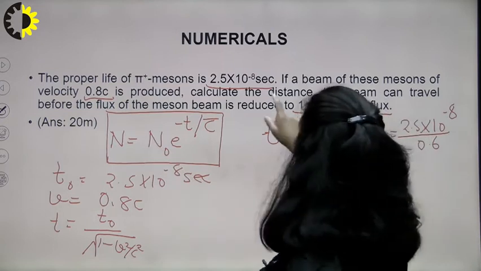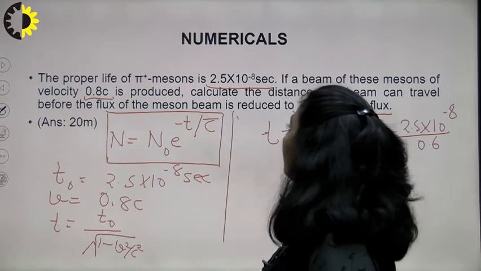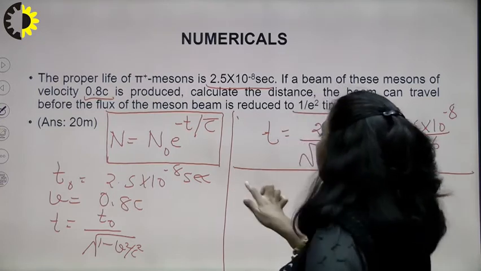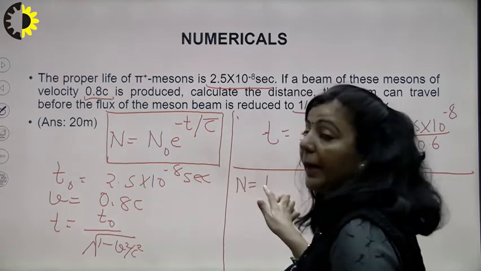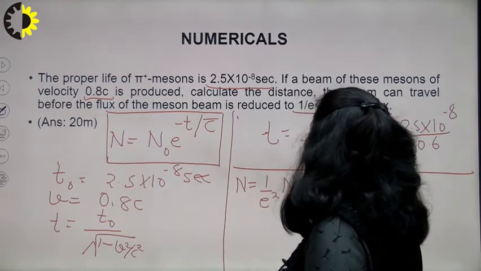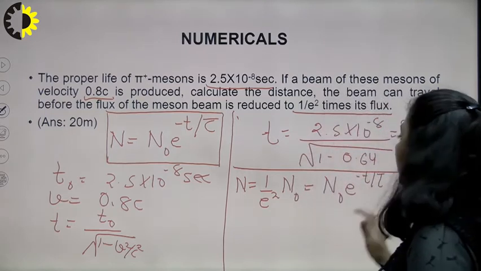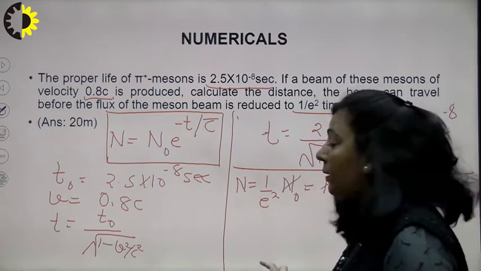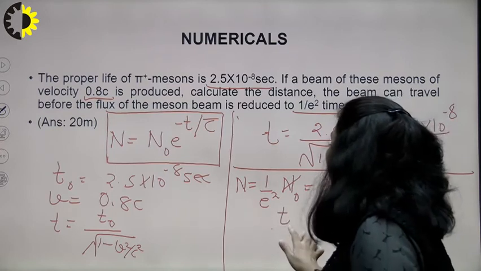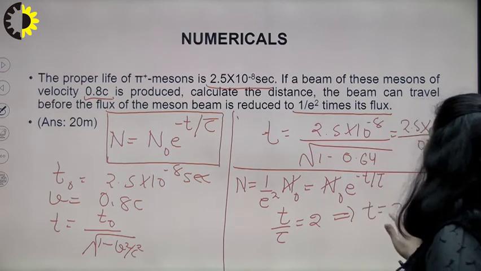And you have to calculate the distance that the beam can travel before the flux of meson is reduced to 1 upon e square times its initial flux. According to the question, N will become 1 upon e square times of N naught, and N is N naught e raised to power minus t upon tau. So this N naught will get cancelled, e raised to power minus 2 equals e raised to power minus t by tau. So t upon tau is equal to 2. It implies t is equal to 2 times tau.